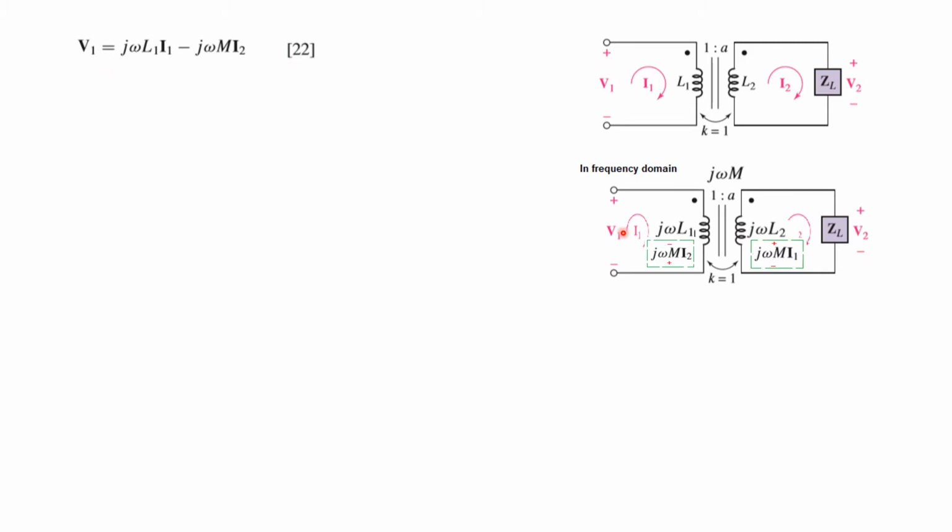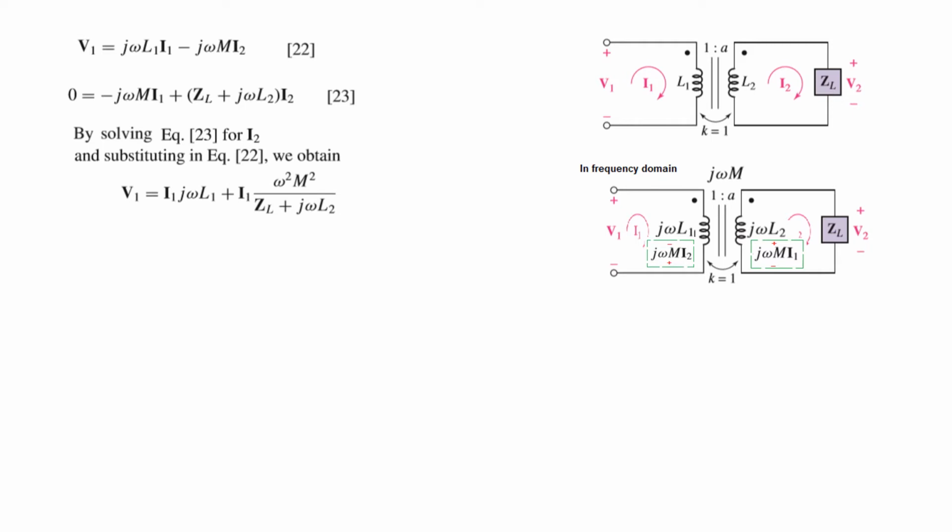By KVL, this voltage V1 is j omega L1 times I1 minus j omega M I2. And similarly here we can start from one corner. So minus j omega M I1 plus j omega L2 I2 plus ZL I2. So we have combined these two, taking I2 common. So this is the second equation, or the equation for the right hand side.